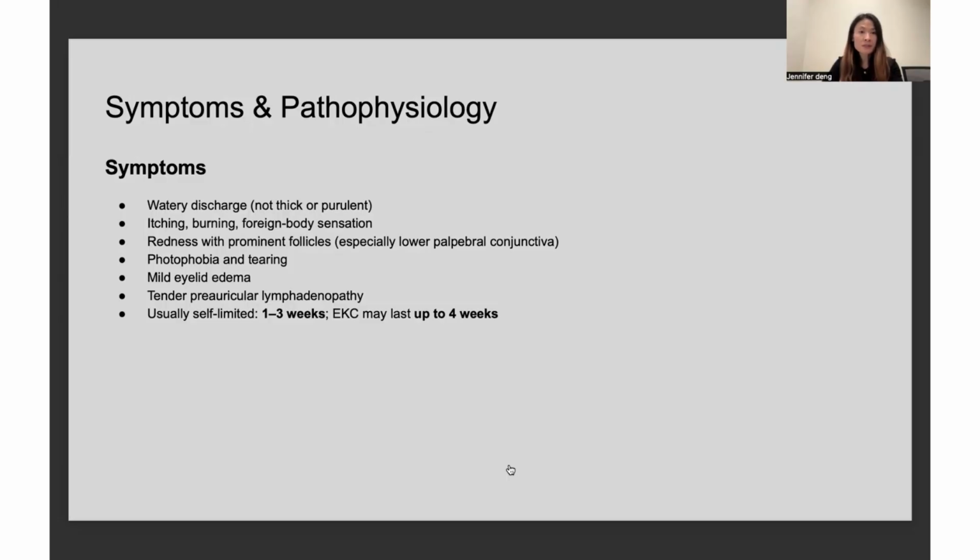For the symptoms, viral conjunctivitis usually causes watery discharge, eye redness, itching, and a gritty or burning sensation. Patients may also have tearing, mild eyelid swelling, light sensitivity, and tender preauricular lymph nodes.